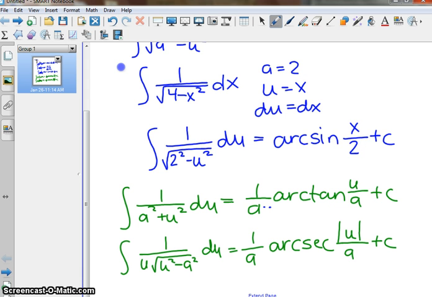Remember, our derivative formulas were just negatives. So my derivative of arc cosine of u was the same as the derivative of arc sine of u, it was just negative. So there are only going to be three integral formulas that will equal inverse trig functions. So let's look at another example.